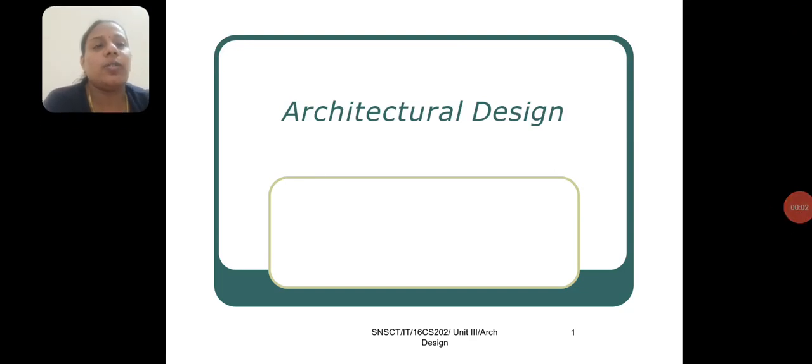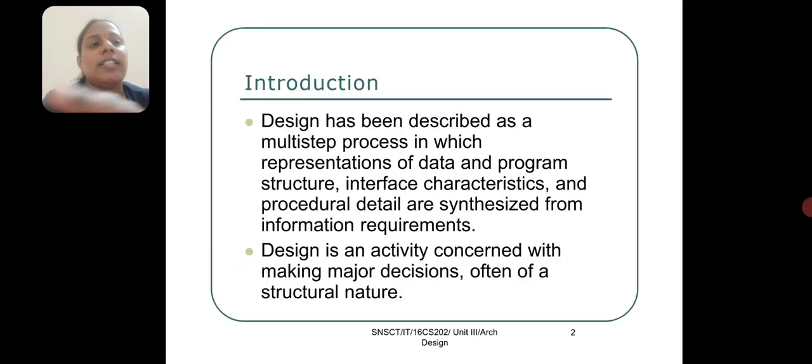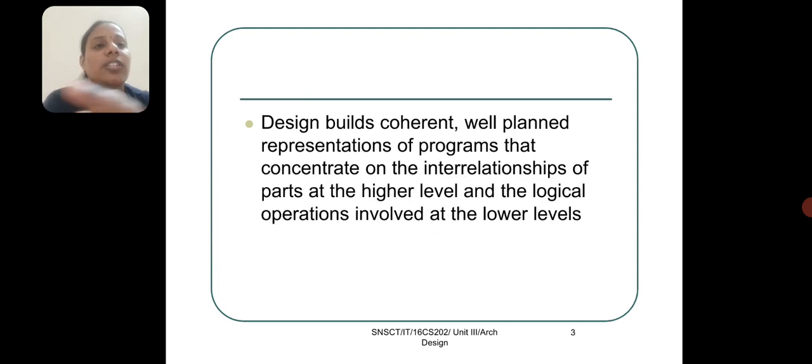So here we are going to discuss architectural design in software engineering. Introduction: design has been described as a multi-step process in which representations of data and program structure, interface characteristics and procedural detail are synthesized from information requirements. Design is an activity concerned with making major decisions, often of a structural nature.